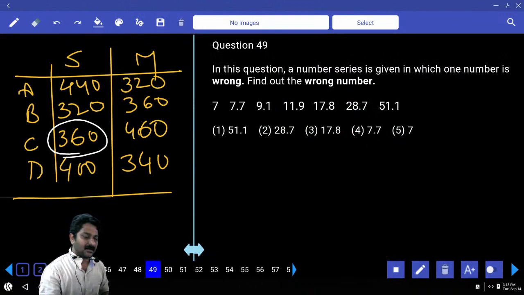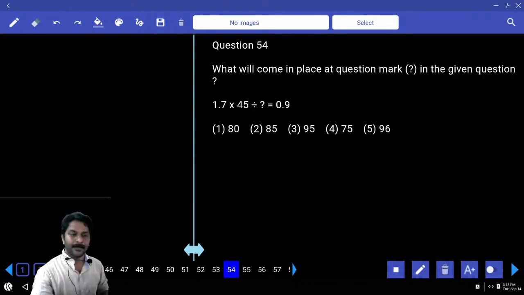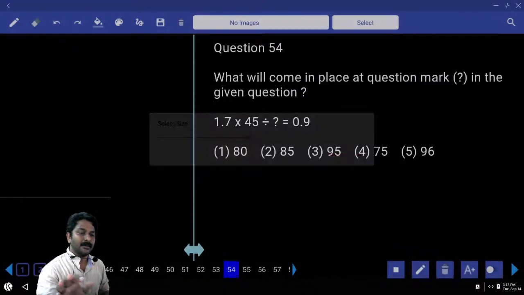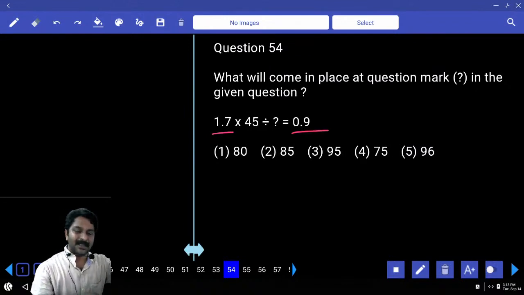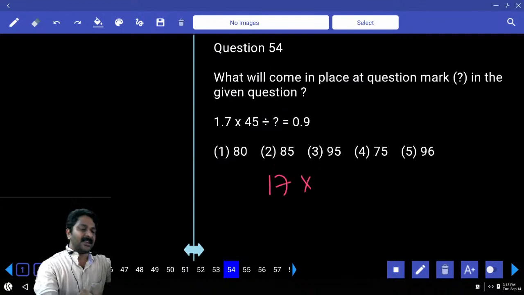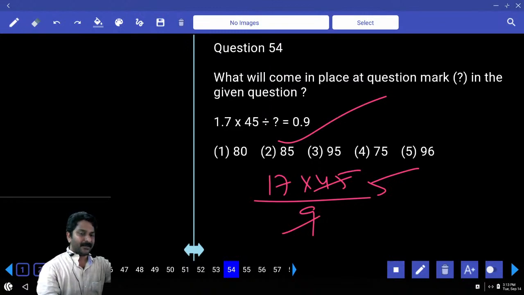Right, next, these are not my questions, so let me start with 54 onwards. Yes, let's rewrite it. Left hand side numerator, right hand side numerator. There is only one digit after decimal, hence I will treat it as 17 into 45 is equal to 9. By x goes to right hand side number comes to left hand side. 9 5 times 17 5s, 85.